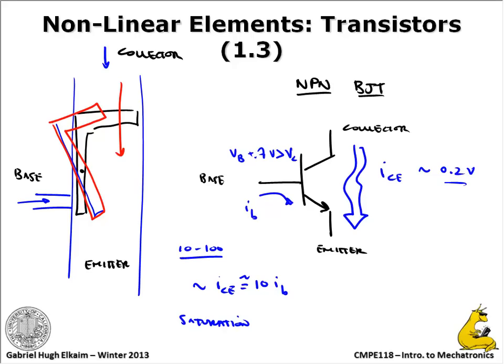So that 10 approximation, what part is that? Any vanilla NPN transistor or PNP transistor? Yeah, BJTs. Now FETs work differently. We'll get to how FETs work right now.